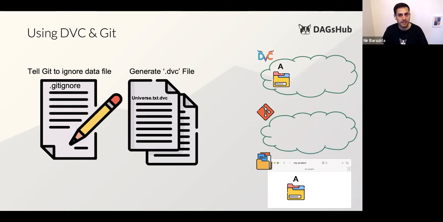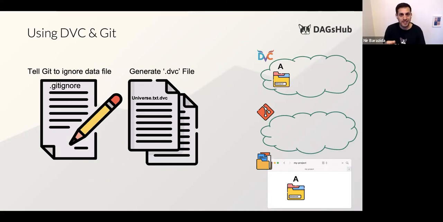Then DVC is gonna tell Git not to track it, not to handle it. He's gonna tell Git, listen, I got it covered. The way he's gonna do it is by adding the path to the universe.txt to a .gitignore file. And this way Git will be blinded to this file. But it's also gonna generate this unique file, universe.txt.dvc.